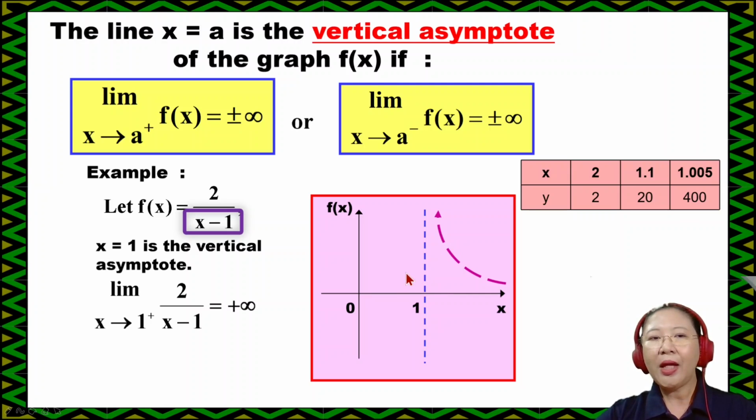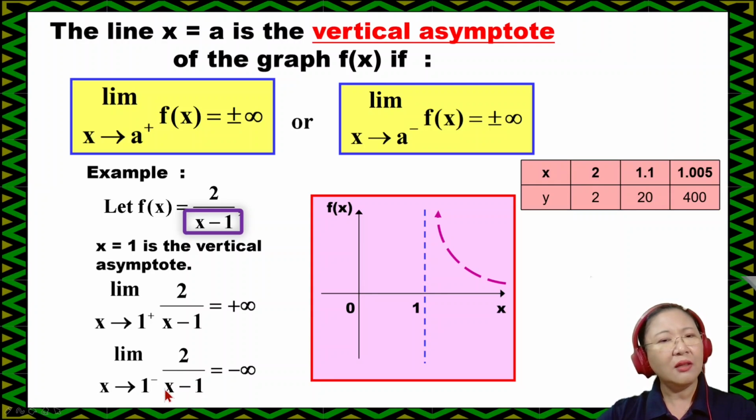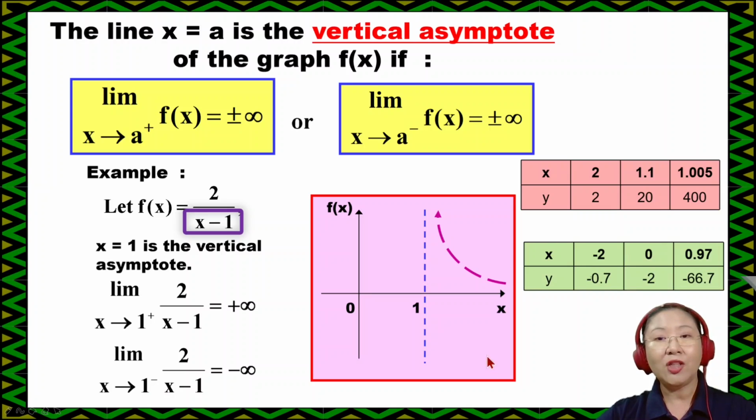So let's say we have another one, because that is from the right hand side. So let's check out the A from the left hand side. Now when I put in any values of A from the left hand side, the values will most of the time be on the left hand side of A, so the numbers are getting smaller and smaller and very near to 1. Okay, so we get -2, 0, and then 0.